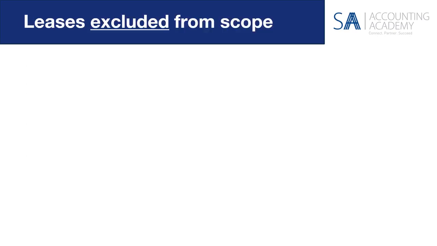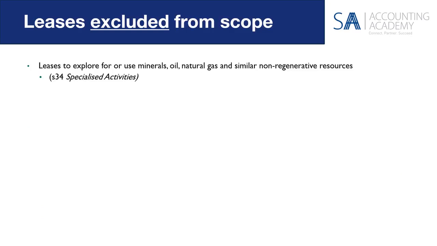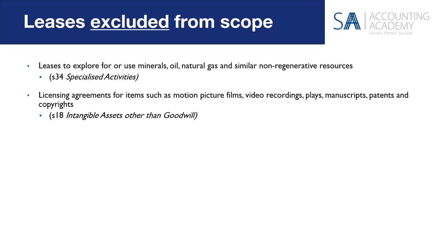All right, now the leases that are excluded from the scope of Section 20 are, again, those leases that are treated in terms of other sections of the IFRS for SMEs. So we just need to be cognizant of the existence of these exclusions. Firstly, leases that we enter into as lessee or lessor to explore for or use minerals, oil, natural gases, and similar non-regenerative resources, because Section 34 on specialized activities in the IFRS for SMEs will deal with those leases.